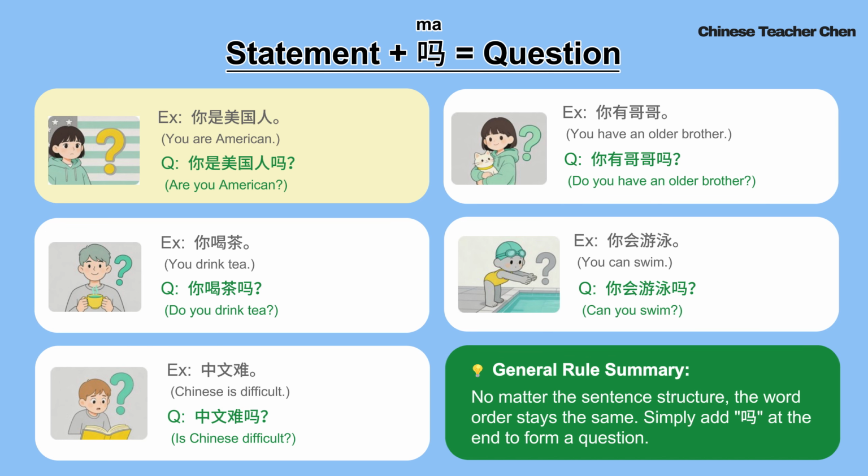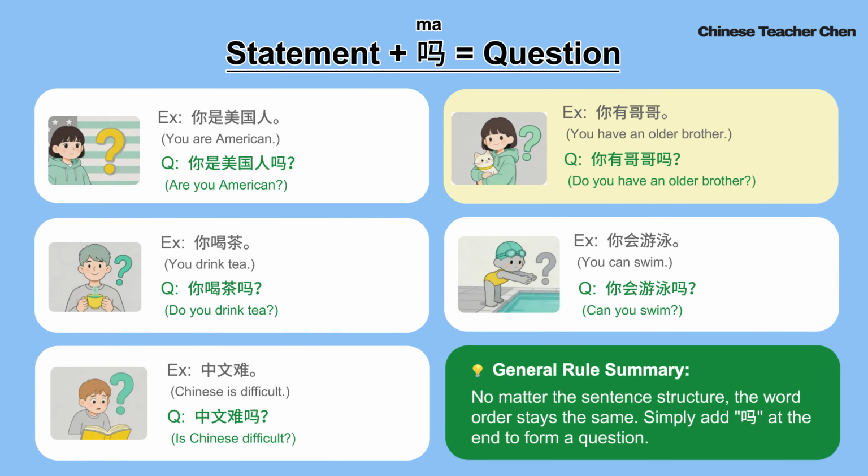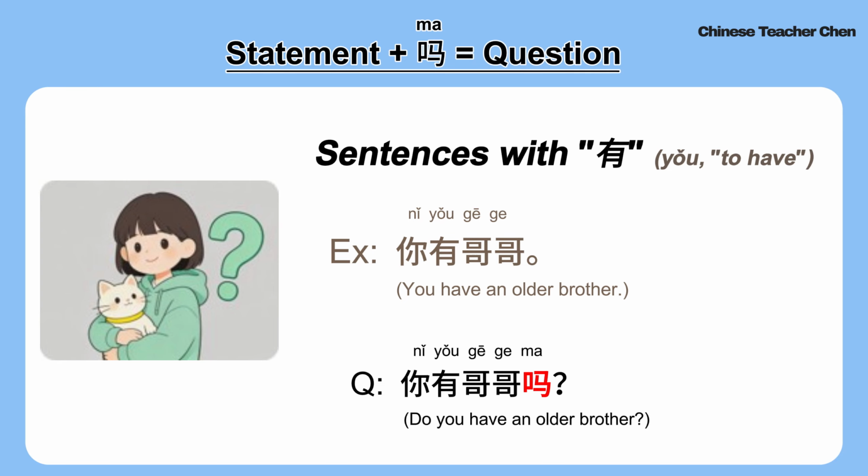First, sentences with 是, which means to be. For example, the statement is 你是美国人, which means you are American. Turning it into a question, we get 你是美国人吗? Which means are you American? Next, sentences with 有, which means to have. The statement is 你有哥哥, meaning you have an older brother. Turning it into a question, we get 你有哥哥吗? Meaning, do you have an older brother?